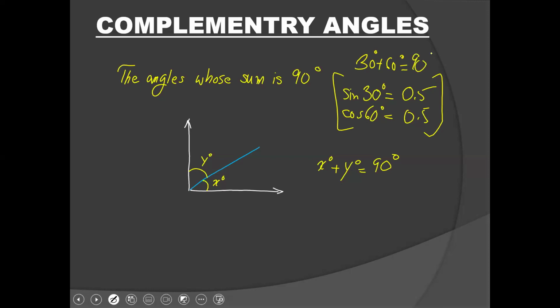Now I show you one more property. Sine 10 degrees and cos 80 degrees. Check the properties. Sin 10 degrees is 0.17.